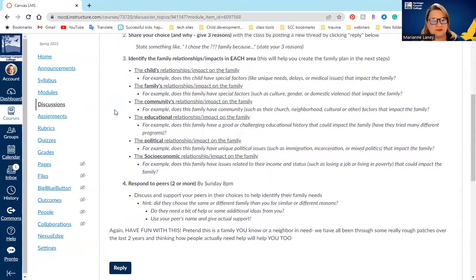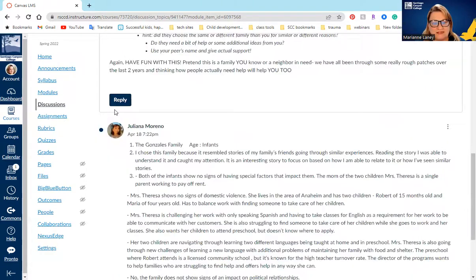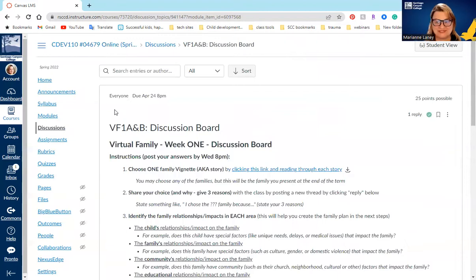And then number 4, respond to 2 or more peers. Now, again, there could be somebody who picked the same family, and you're like, oh, I never thought about that. There could be somebody who picks a different family, and you're like, wow, that's a really challenging family. Good luck. Right? But have fun with this. This also helps us practice what Bronfenbrenner actually really, really means. And so again, this is just the first part, and I have somebody who already responded, which is so great. So this is the first part, so get that in there.